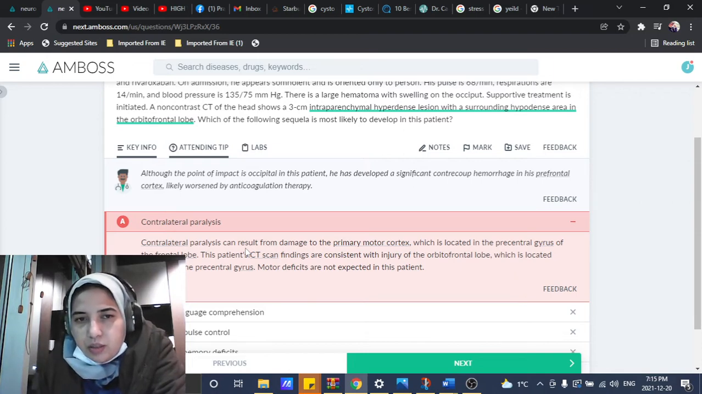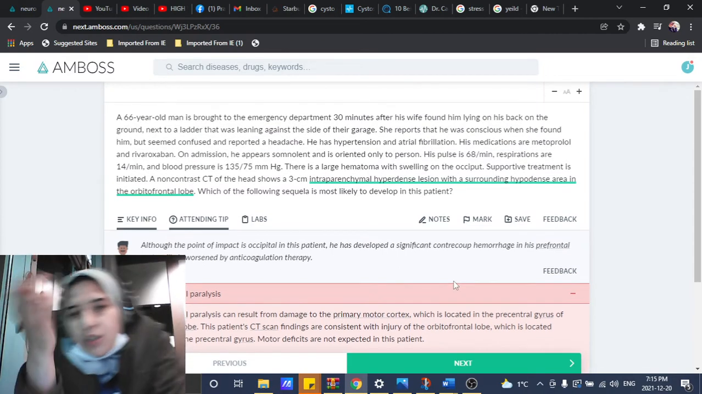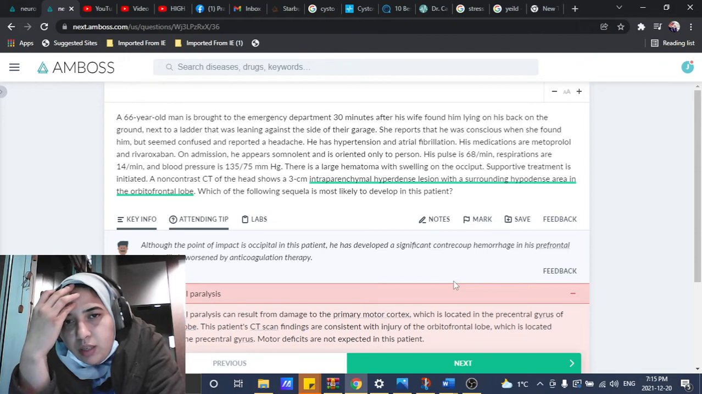Although the point of impact is occipital in this patient, he has developed significant contralateral hemorrhage in his prefrontal cortex, likely worsened by the anticoagulation therapy. I'm surprised that I got this answer wrong. Contralateral paralysis can result from damage to the primary motor cortex. First of all, why did I pick contralateral paralysis? Motor deficit, like, I understood this question: he has bleeding in his head, and one of the questions you could be asked is what's a possible sequelae of intraparenchymal bleeding in the brain? And one of them is that you can get a stroke after it, because the blood will irritate the brain, and it will cause vasoconstriction due to the circulating calcium, and you would get a stroke.